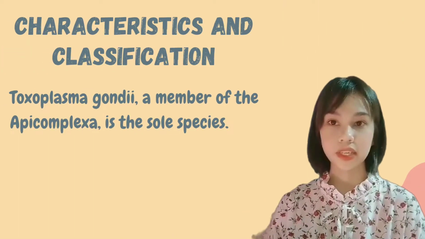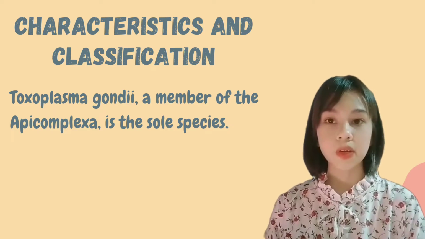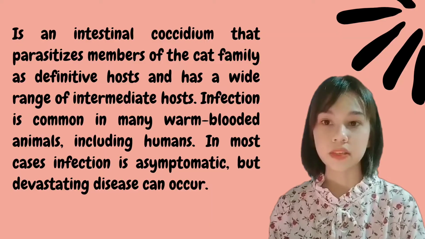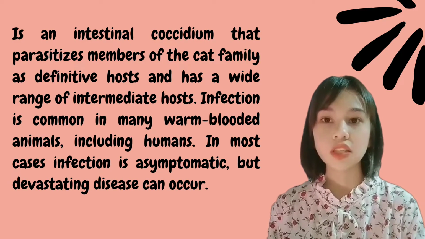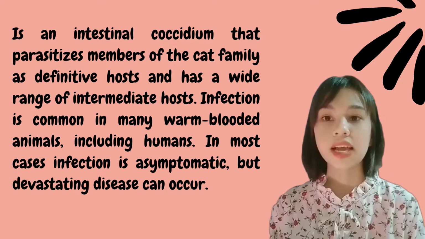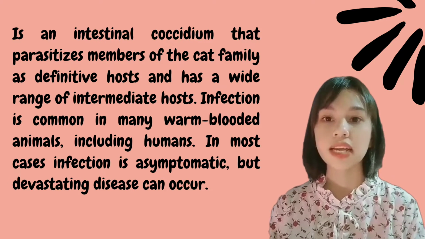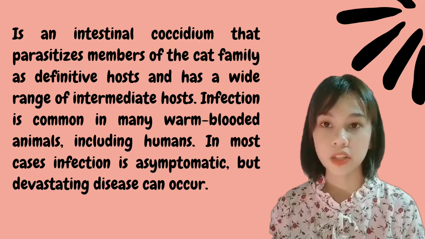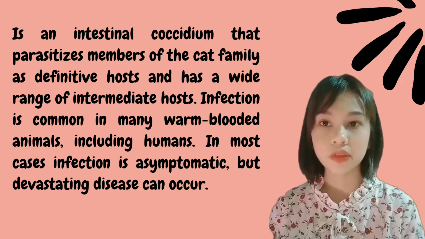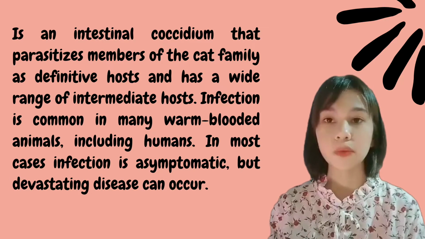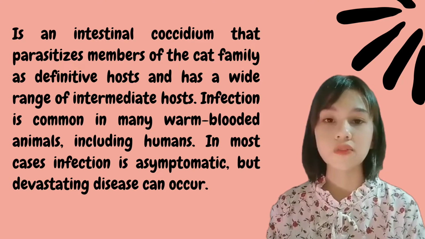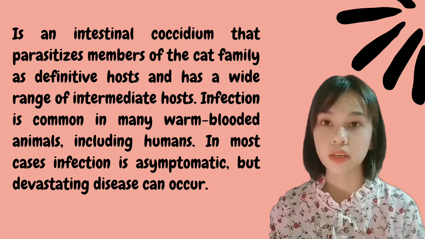Characteristics and classifications. Toxoplasma gondii, a member of Apicomplexa, is the sole species. It is an intestinal coccidium that parasitizes members of the cat family as definitive host and has a wide range of intermediate hosts. Infection is common in many warm-blooded animals, including humans. In most cases, infection is asymptomatic, but devastating disease can occur.